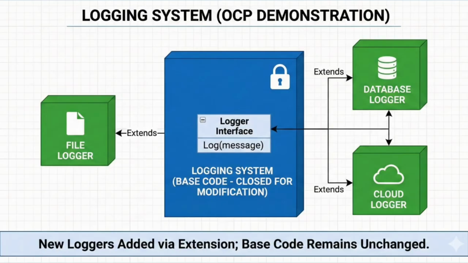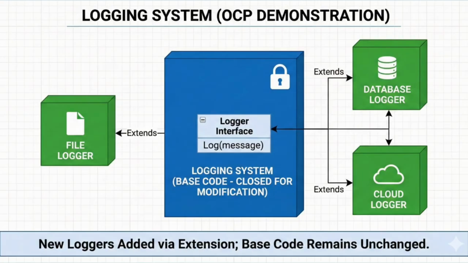In applications, logging may initially be done to a file. Later, you may need to log to a database, cloud, or monitoring tool. Instead of rewriting the logging system, we just add new logger classes. Again, no modification, only extension. So in simple words, whenever a system is designed to grow safely without rewriting old code, the open-closed principle is working behind the scenes.